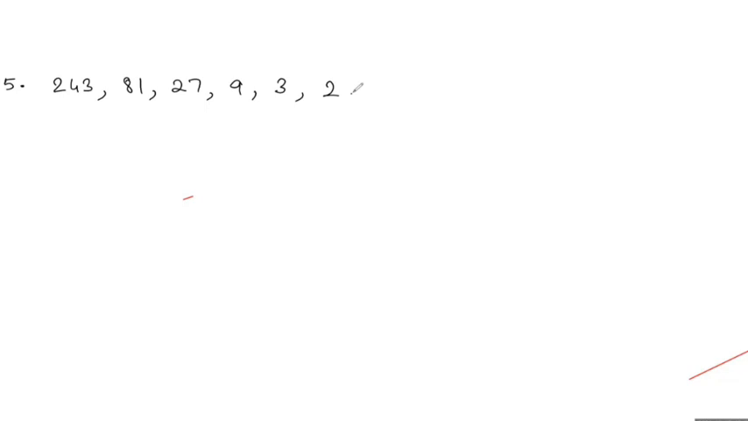Ma'am, 162. Sorry, can you repeat? What is it? 162. Okay. Next. Ma'am, 54. Okay. Next. Ma'am, 18. 27 minus 9, okay, 18. Next. Ma'am, 6. Okay. Ma'am, 1. Okay.